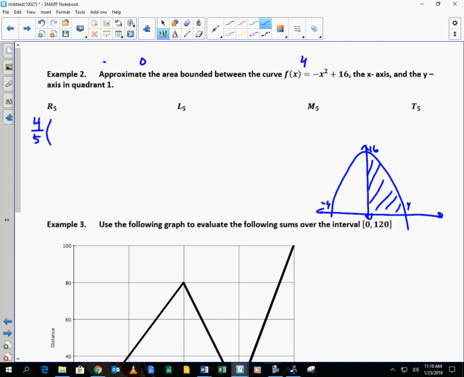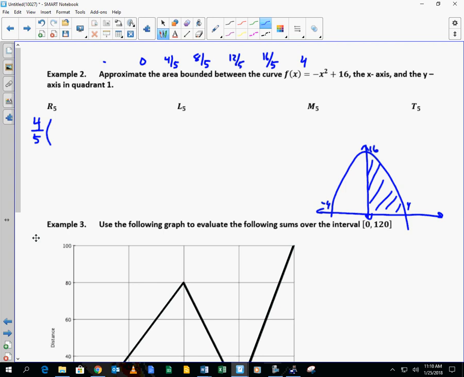So this is where some people get confused. They start to get fractions. We'll just go over one width. If I go over one width from 0, I get to 4/5, and then 8/5, 12/5, 16/5, and then 20/5, which is 4, right?